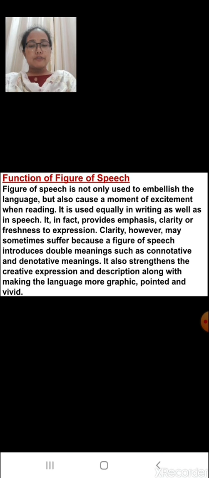Children, there are several figures of speech in the English language, more than 200 to 250 figures of speech. We cannot cover all of them, but yes, a few of them we can cover. So in today's session we are going to cover 20 to 21 figures of speech one by one. So you have to pay attention here.